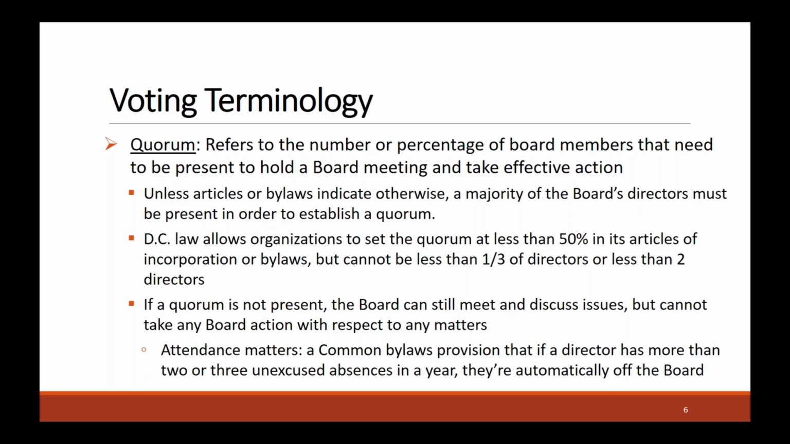That means that there's no bad guy, there's no heavy that has to deliver the bad news that someone's going to have to get kicked off the board for poor attendance. It just happens by way of the bylaws.